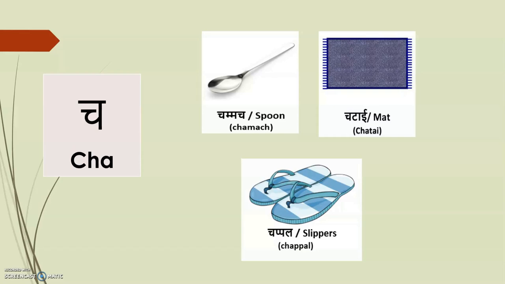So, in the first picture, we can see a spoon, which is Chammach. In the next picture, we can see a mat, which is Chatai. And in the third picture, we can see slippers, which is Chappal in Hindi. All these three objects begin with the letter Ch.